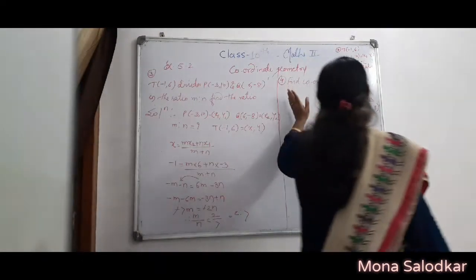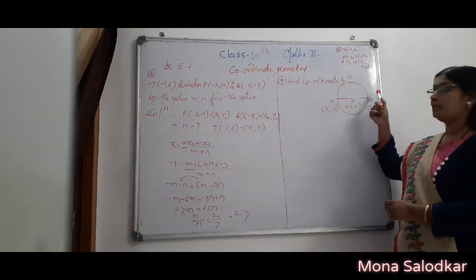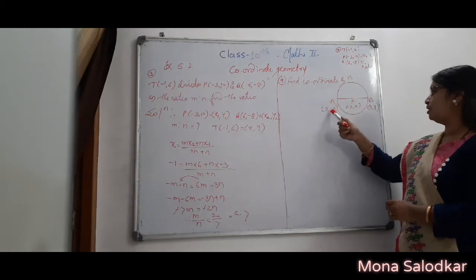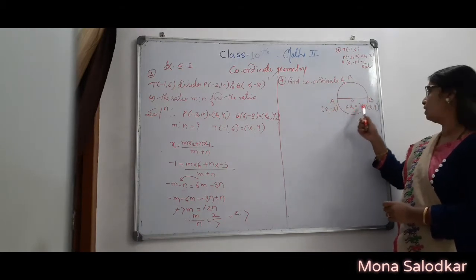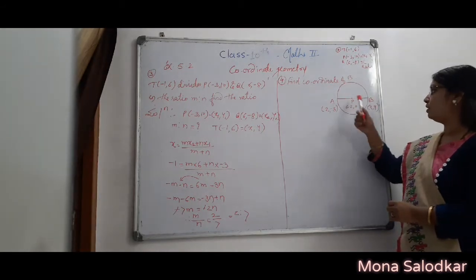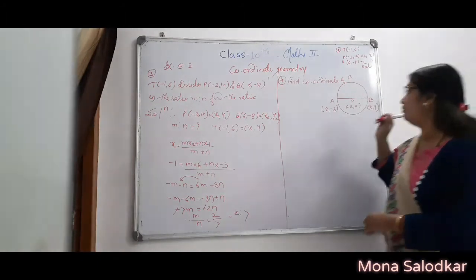Now see here, what is the fourth problem? In the fourth problem, a circle is given, diameter AB is given, and coordinates of A and the center are given. You have to find out the coordinates of B. Now see here, if diameter is given, P is the center. Now P is the center means P is the midpoint of AB.